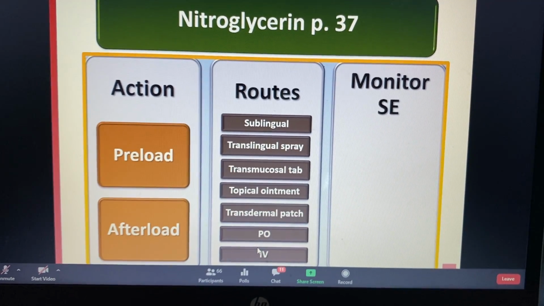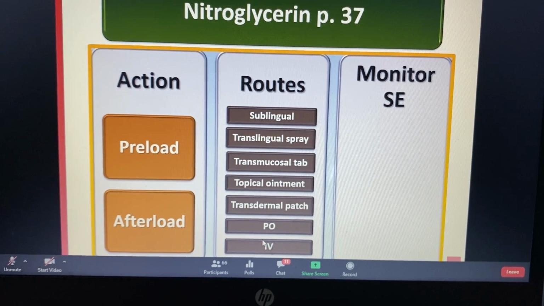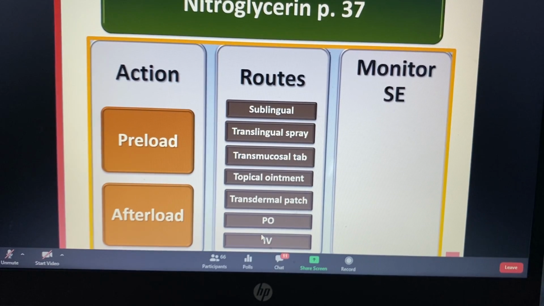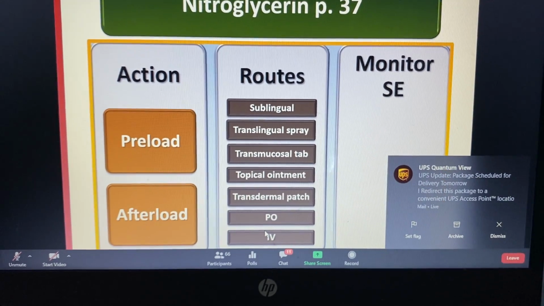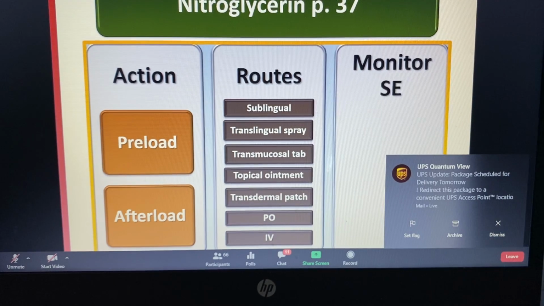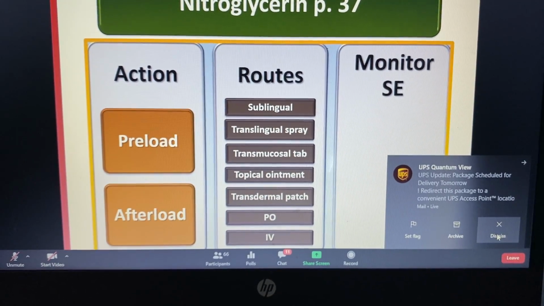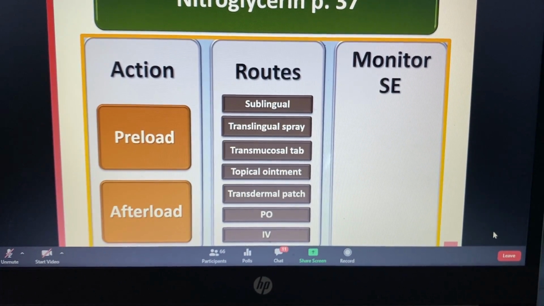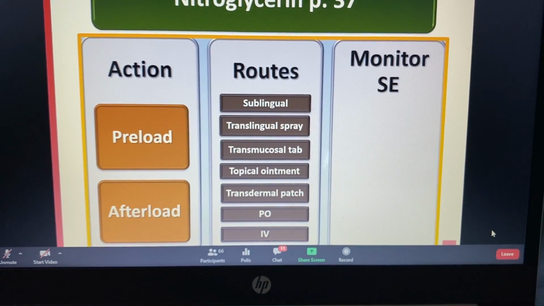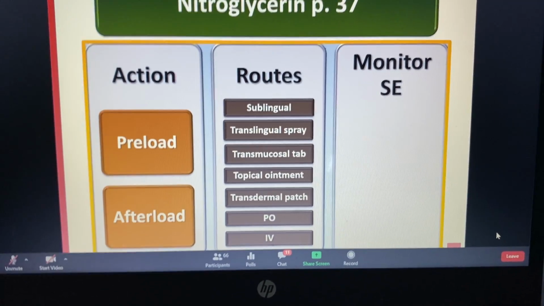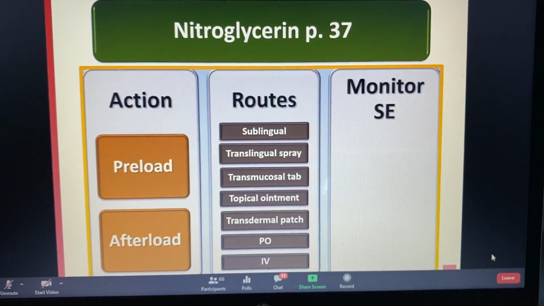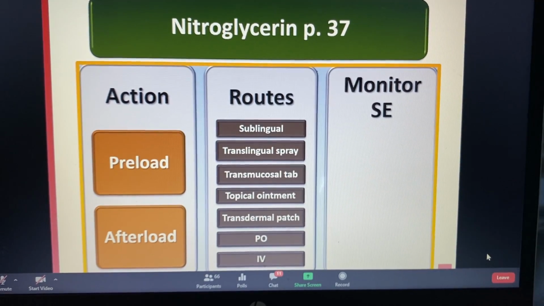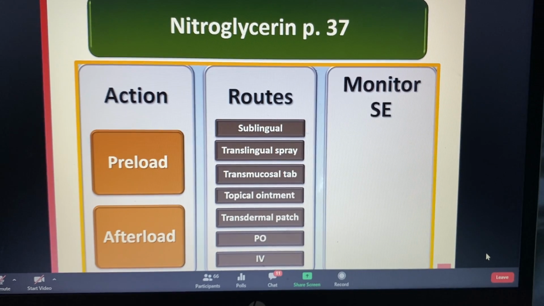Routes, it can be given many, many routes. One medication that is given probably some of the most different routes. So sublingual, translingual, transmucosal, those are all in the oral cavity. Then you can give it as a topical ointment or a transdermal patch, which are both through the skin. Then we can give it orally, or we can give it IV. Okay, so many different routes that we can give it. Really, injectables like sub-Q or IMs are really the only routes that we can't give this. I guess we don't give it rectally either.